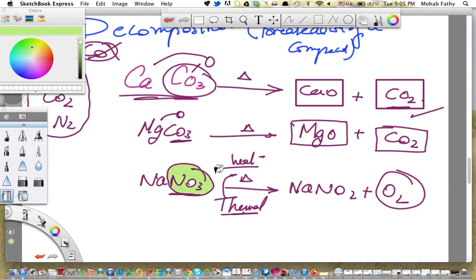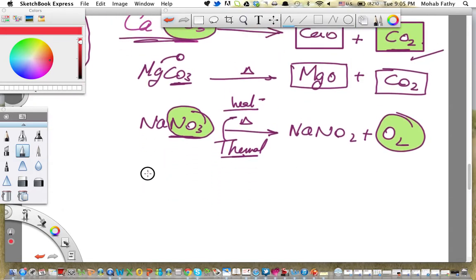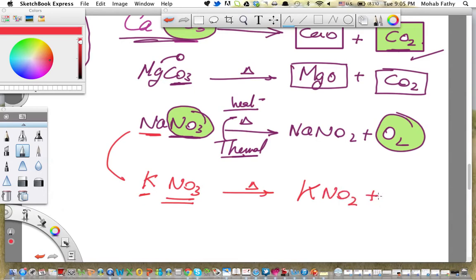NO3 gives oxygen, and CO3 gives carbon dioxide. It's a rule. Okay, we will take another example. If I put here potassium nitrate, what do you expect potassium nitrate will give? Potassium nitrite and oxygen. It is analogous to the previous one. I only substitute sodium by potassium, so it's exactly the same. So KNO3 gives KNO2 plus O2.